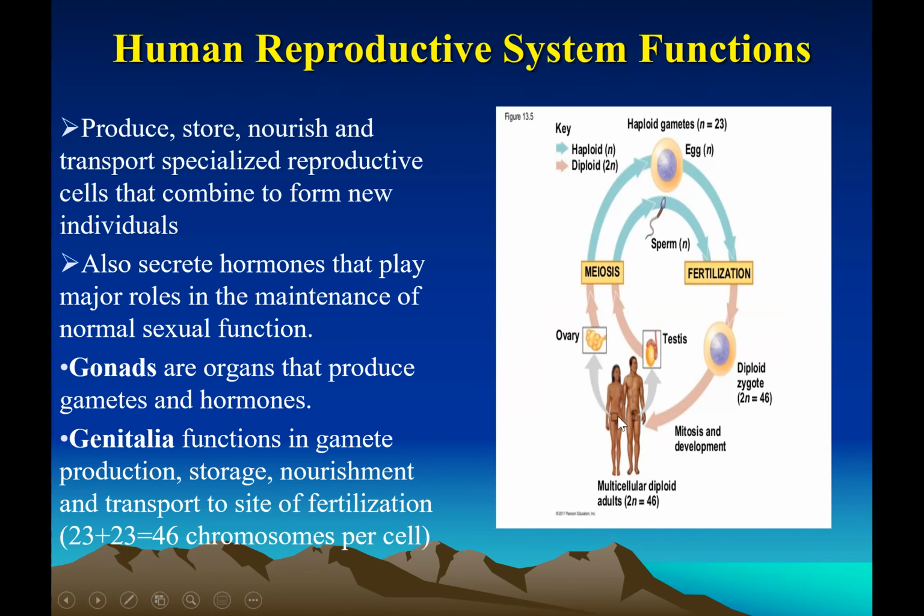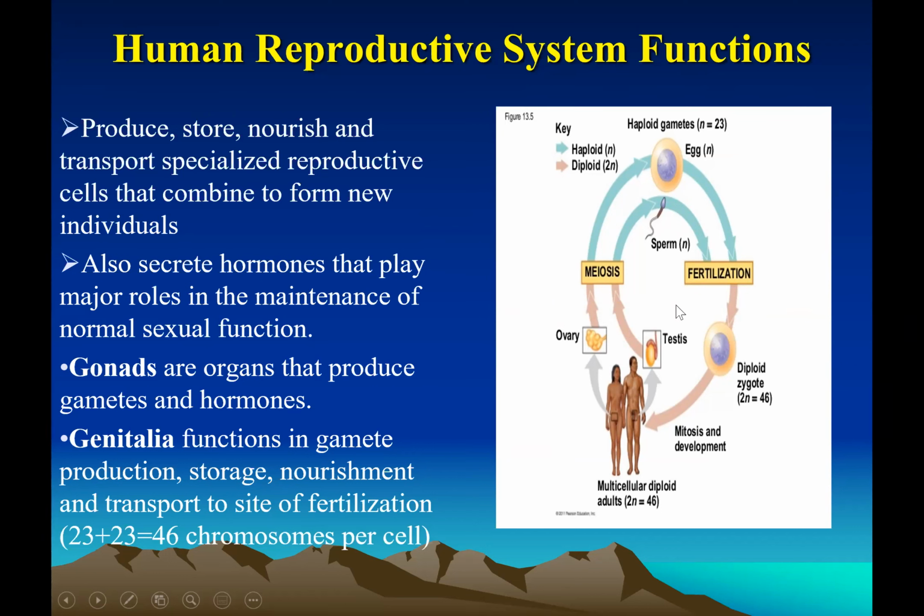So that is called haploid state. And then when the sperm and the egg come together and fertilize to form a zygote, and then it will become a fetus and a baby, then it will undergo mitosis again. So this is the cycle.